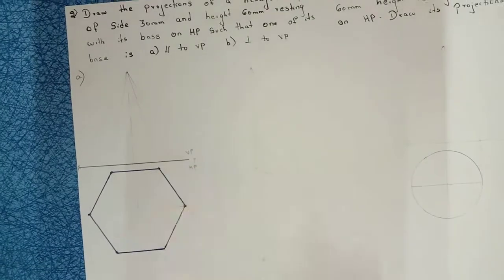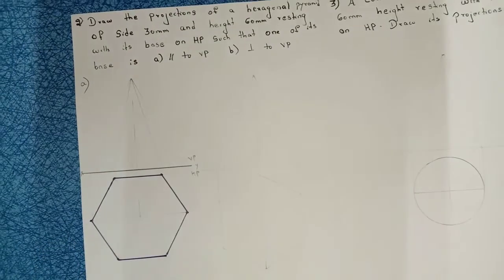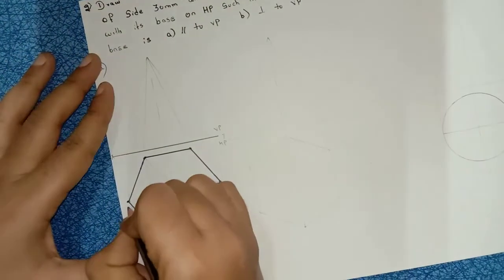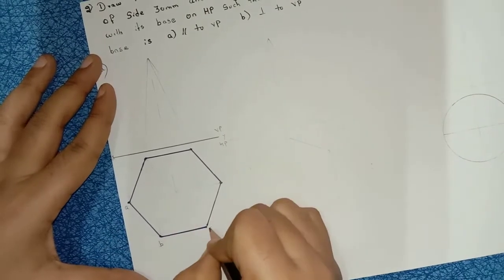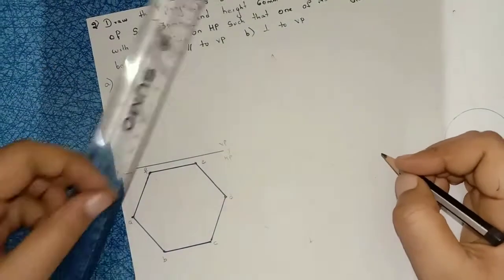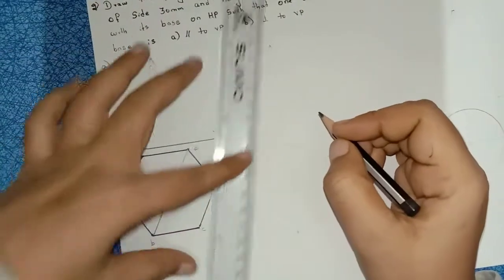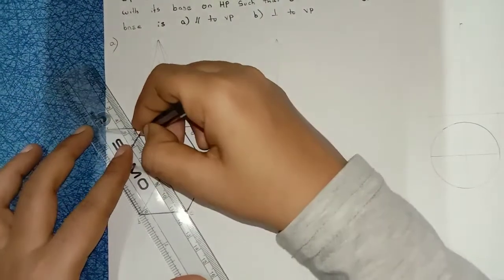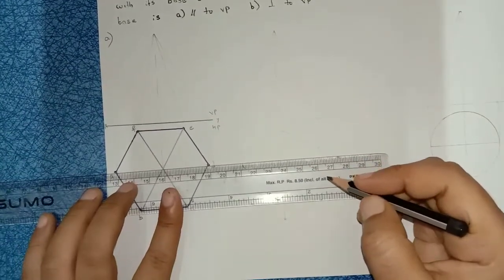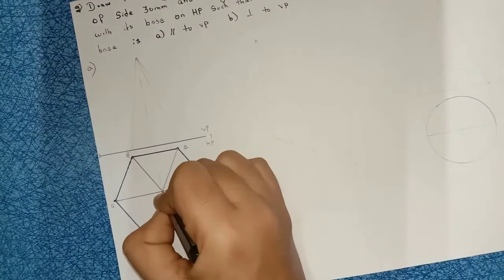Question is, one of the base edges is parallel to VP. See, if I am considering this base is here parallel to VP. After that, name the hexagon as A, B, C, D, E and F. After constructing the hexagon, join all these corners in order to mark the midpoint of this hexagon, in order to draw the axis line from this hexagon. Name this point as here O.